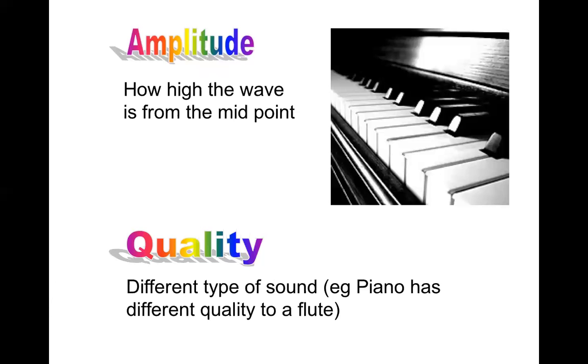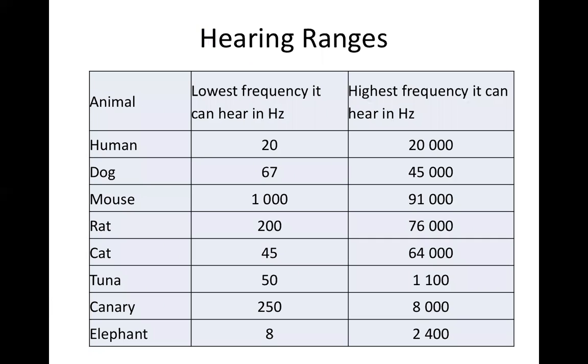Now, quality of a sound. Different types of sound are produced by different types of instruments, of course. That depends on the type of instrument. For example, a piano and a flute and a trombone and the drums, they all have different types of sound. So these are the hearing ranges of different kinds of animals and also humans.